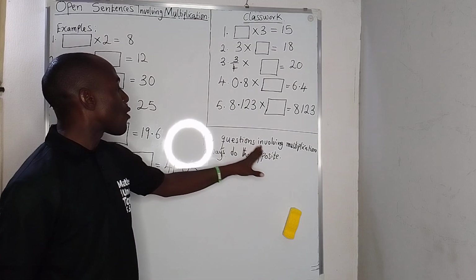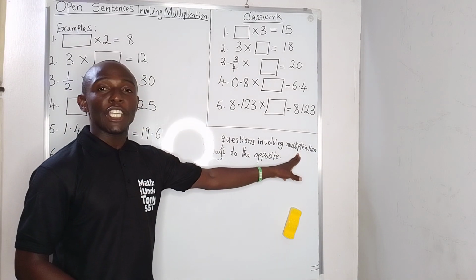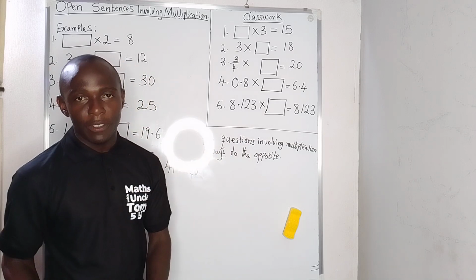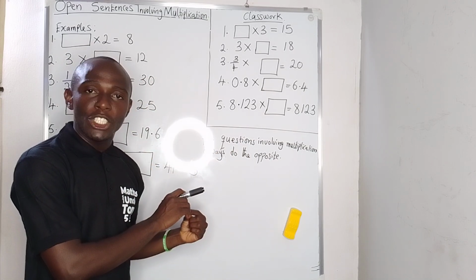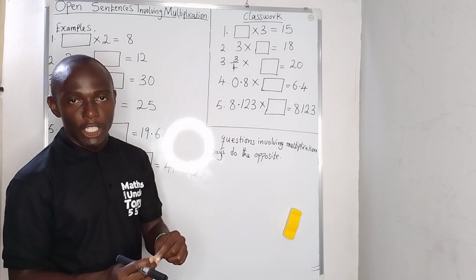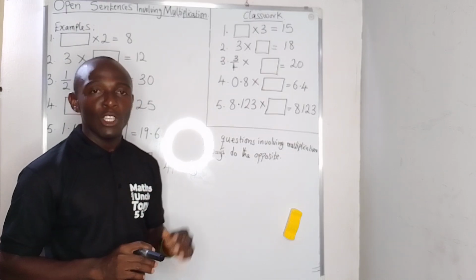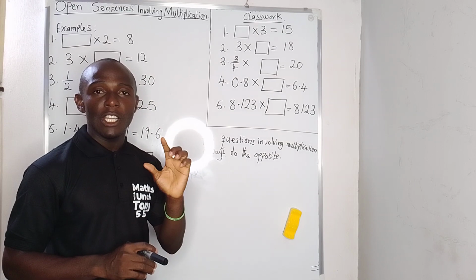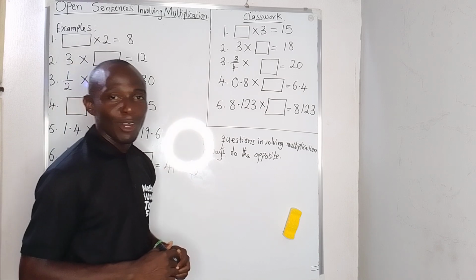So for questions involving multiplication, always do the opposite. What is the opposite of multiplication? It is division. So for addition and multiplication, the same rule goes for both of them. For the opposite of addition, always do subtraction. Opposite of multiplication, always do division. If you can remember this, you can solve any open sentences question involving addition or multiplication. Follow me as I take you along.